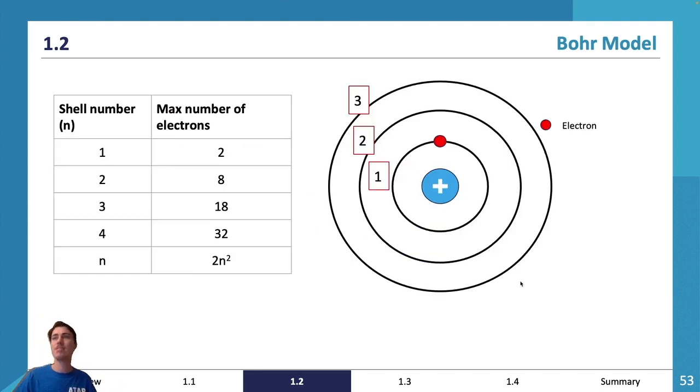As you can see here, there are a whole bunch of shells that you need to know, and the number of electrons in them is determined by 2n squared. So, if I have 2 shells, 2 squared is 4, 2 times 4 is 8. With 3 shells, 3 squared is 9, 9 times 2 is 18. With 4 shells, 4 squared is 16, times 2 is 32. So the max number of electrons changes depending on the number of shells.